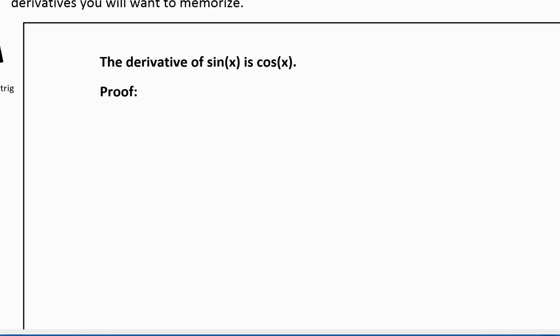So we want to show that the derivative of sine of x is equal to cosine of x. So if we want to find the derivative of sine of x, we need to find the limit as h goes to 0 of sine of x plus h minus sine of x all over h. So the first thing we're going to do is use one of our trig identities that you would have learned in pre-calc to write out sine of x plus h.